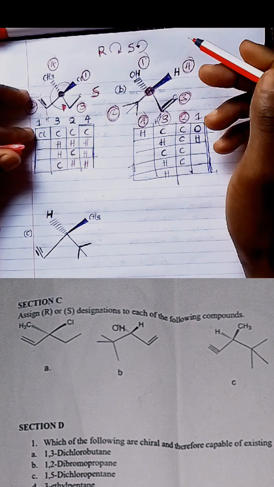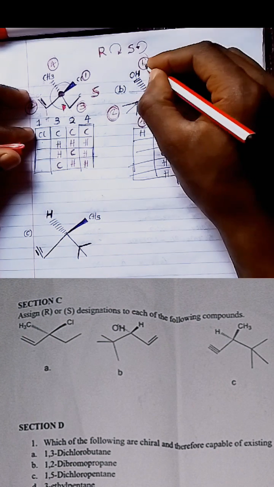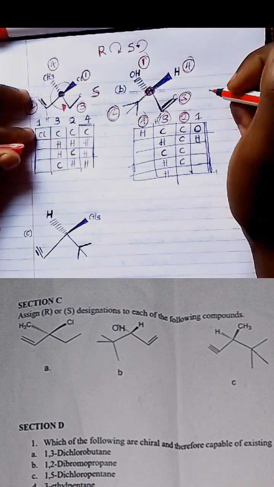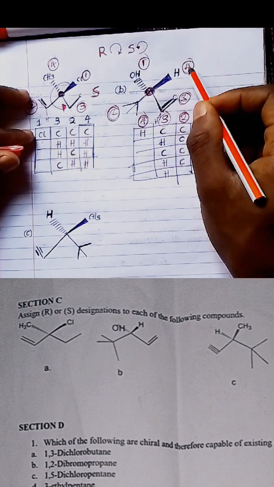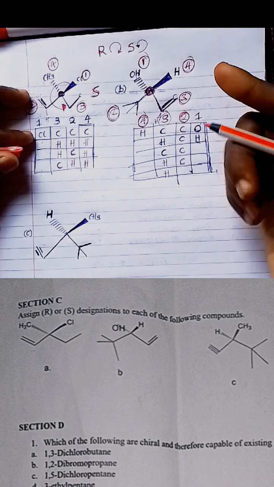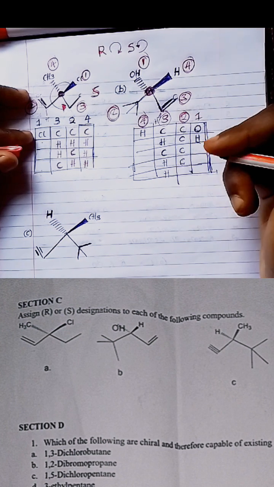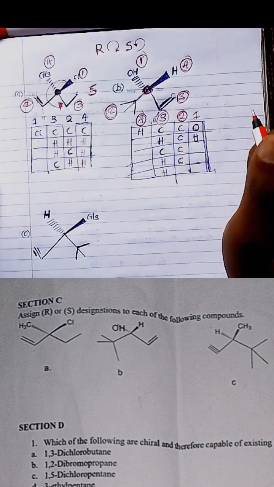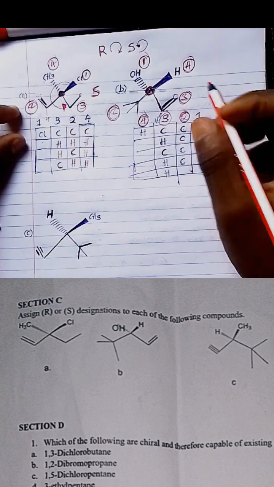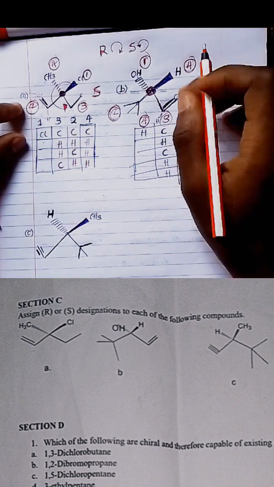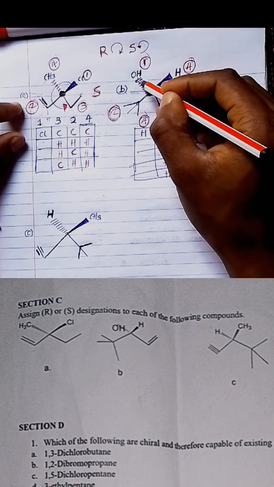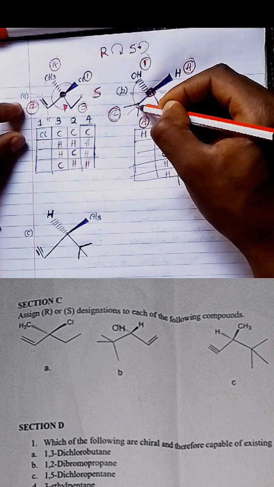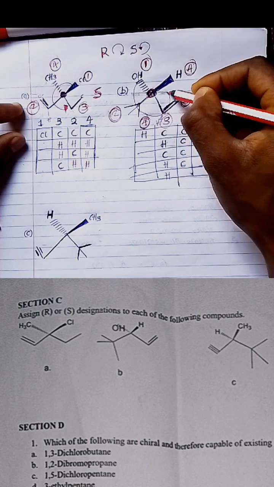And then after doing that, you check if your least priority group is on the dash. So our least priority group is the hydrogen. Is it on the dash? No, it is not. The fact that it's not on the dash means we should proceed with caution. So what do we do? So for a second, let's pretend it's on the dash. So if we pretended it's on the dash, we'd move from 1 to 2 to 3.